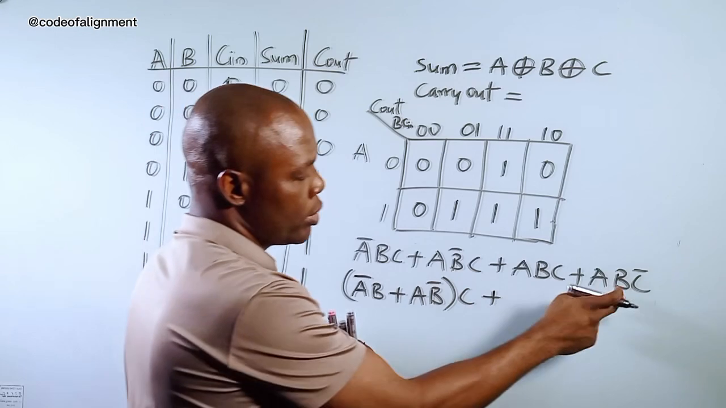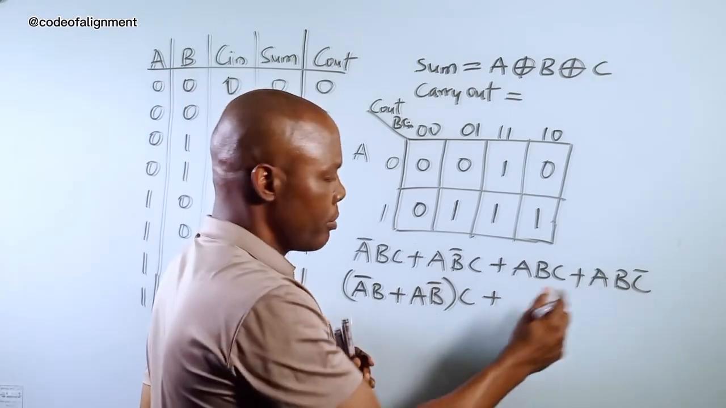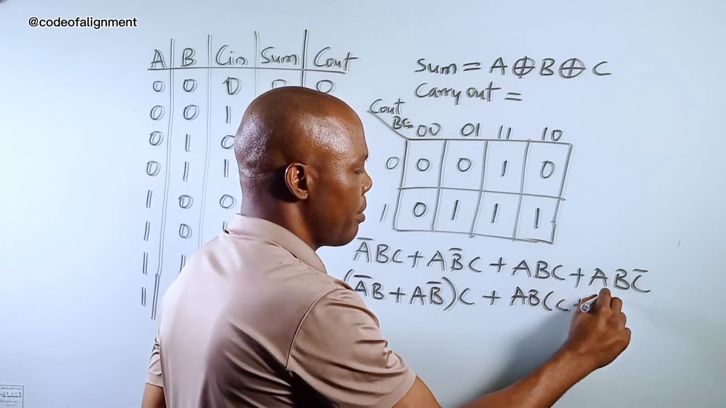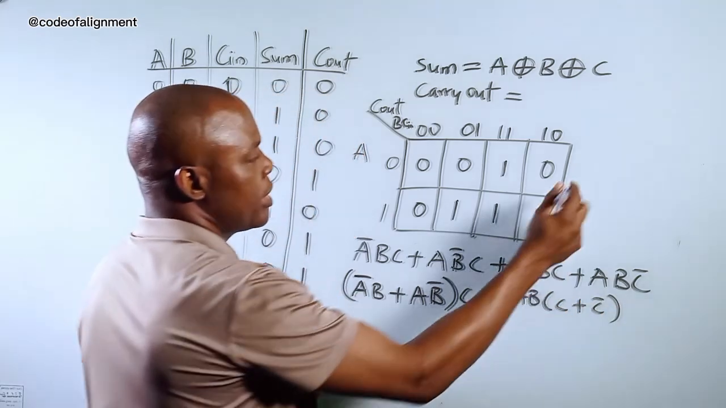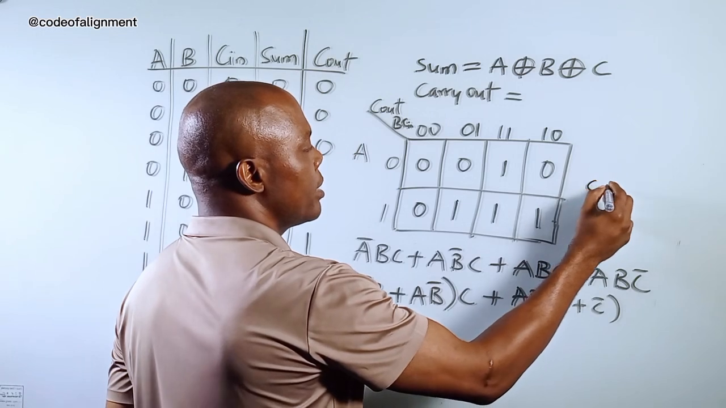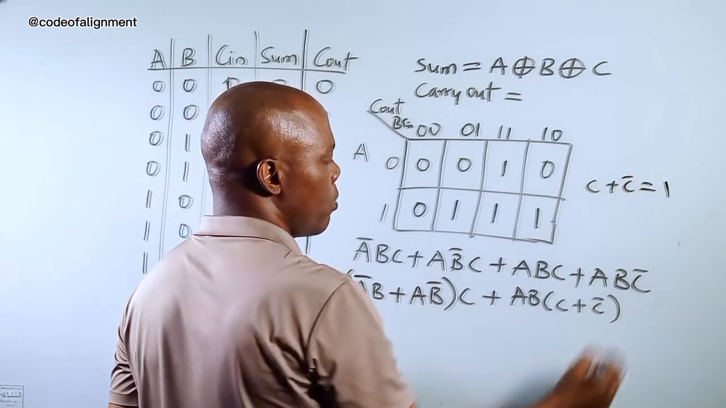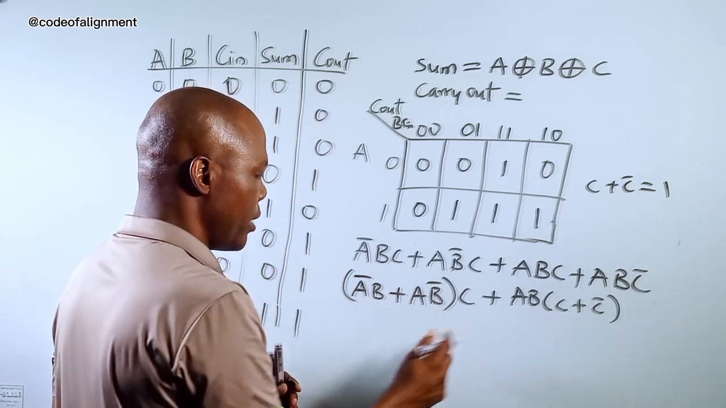Then this place. What is common? A, B is common. C changes. So A, B, C plus C prime. Now this one is the same thing as saying C plus C prime equals to what? 1. So 1 times this will give you AB.